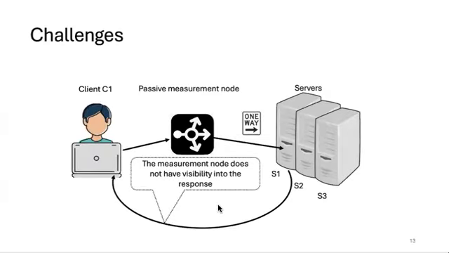The main problem that we are trying to address with Pirate is the capability to measure latency from an intermediate passive measurement node, which has no visibility into the response, either due to asymmetric routing or due to the payload or transport headers being encrypted. So if we don't have visibility into the response, how can a passive measurement node measure the latency?